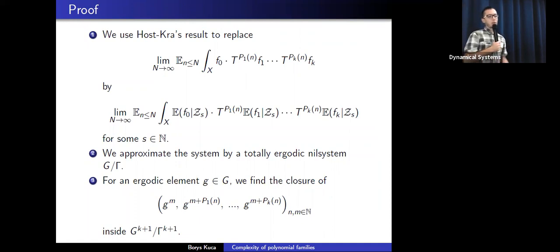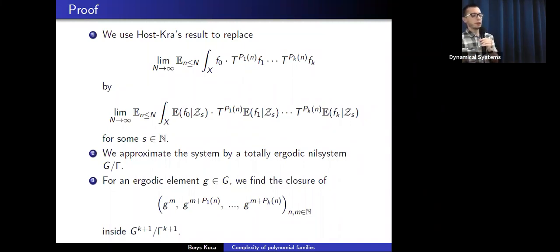So first, we use Host-Kra's result to replace the original average by the average where all the functions are Z_s measurable. For some s, Host-Kra's result doesn't tell us what the s is. It only tells us that there exists some s for which we can project the functions onto the Z_s factor. Then we use the structure theory of Host-Kra factors to approximate the system arbitrarily well by a totally ergodic nilsystem. And this puts us in the realm of equidistribution theory of polynomial sequences on nilmanifolds.